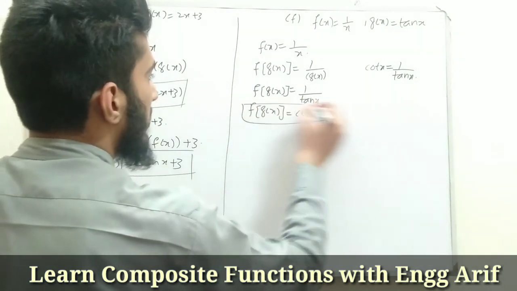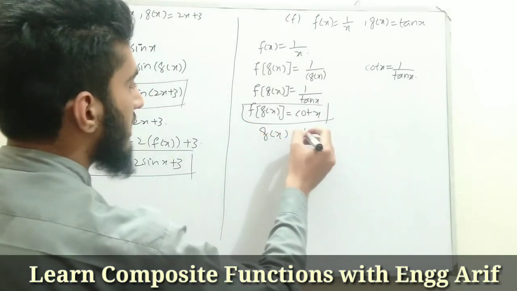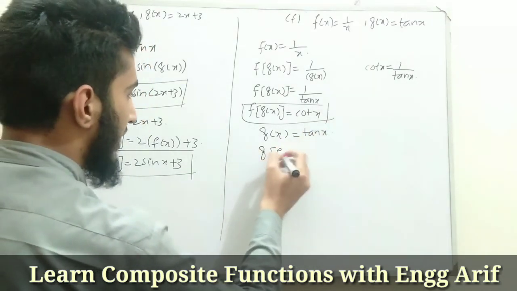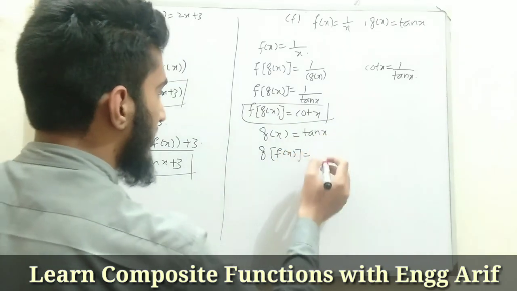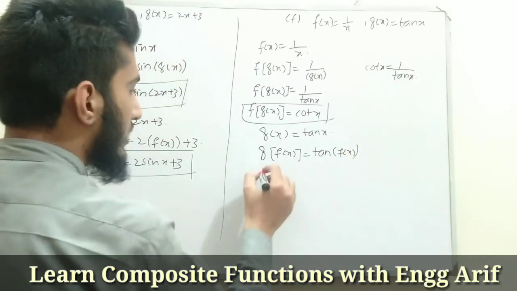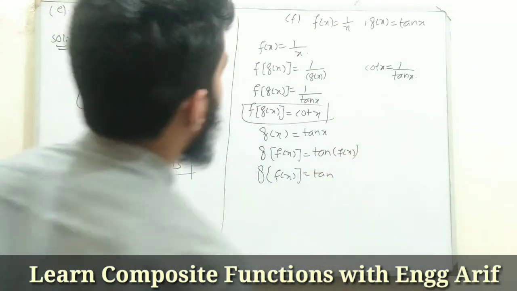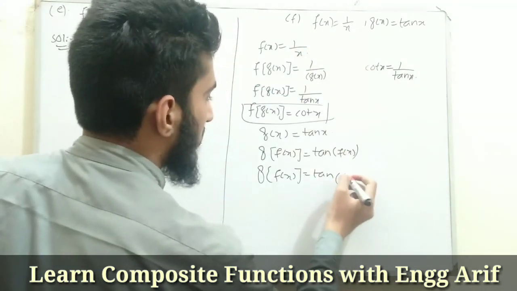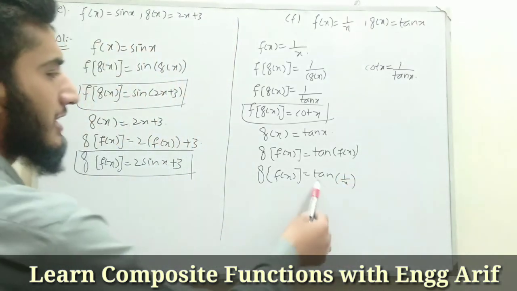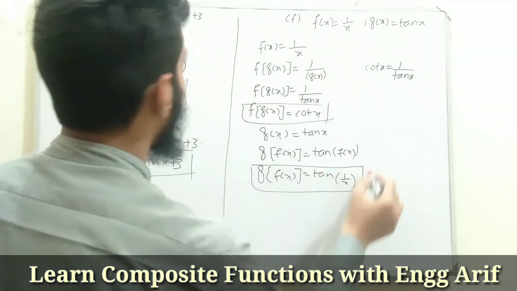Now after this I am going to solve for g of f of x. So let's suppose I take g of x, which is equal to tangent x, given in the question. Now I replace this x with f of x, so it becomes g of f of x is equal to tangent of f of x. Now g of f of x will be equal to tangent of f of x, where f of x is 1 over x. So it becomes tangent of 1 over x. Now after this it cannot be solved further because it is also a function, tangent of 1 over x. So this is the result for part 6 of question number 12.